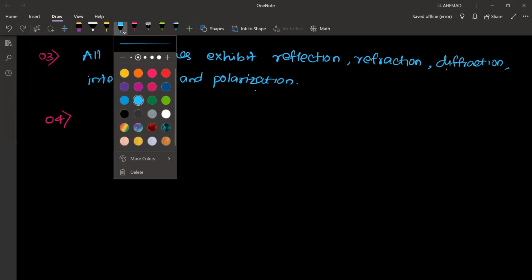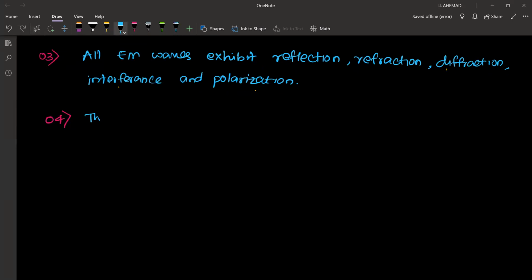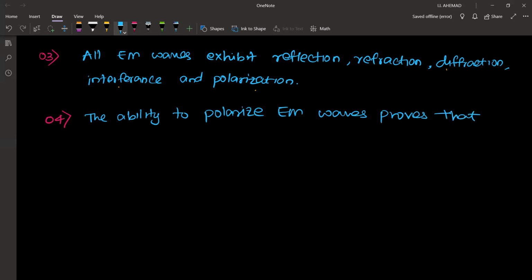So the next point, we can tell the ability to polarize EM waves proves that they are transverse waves.